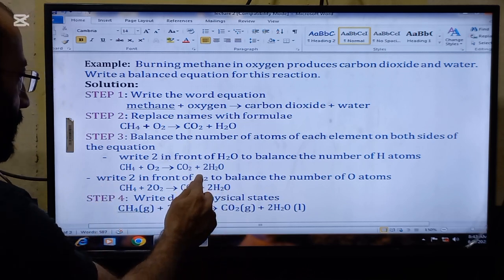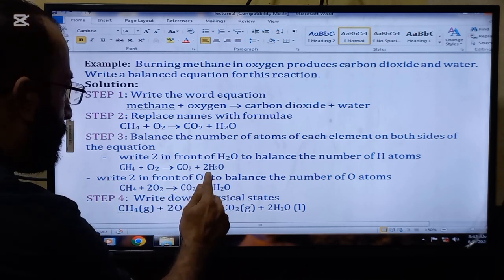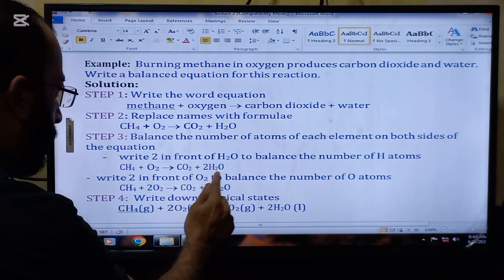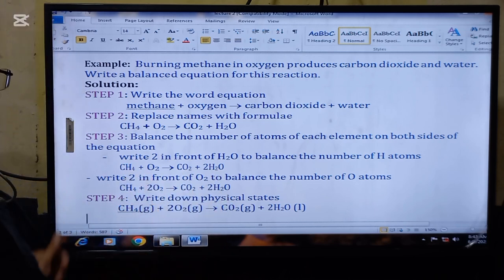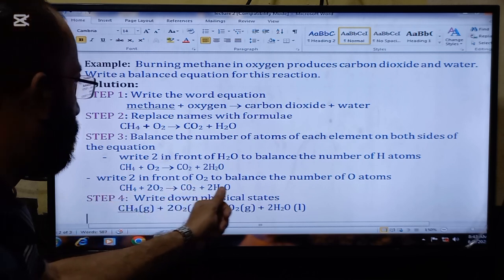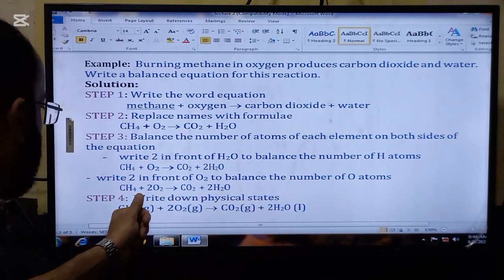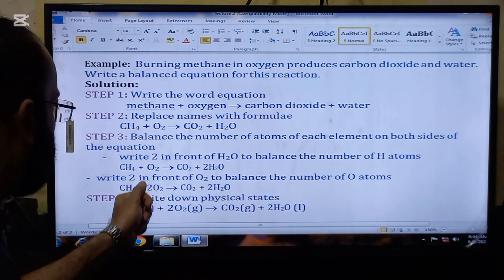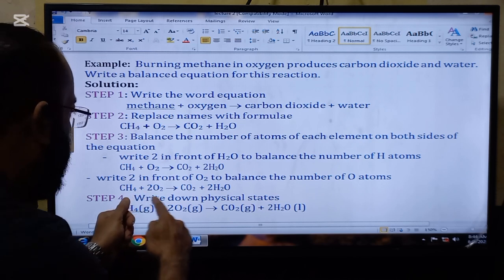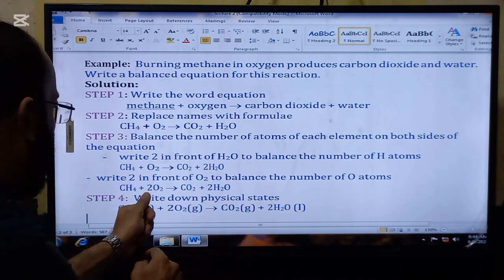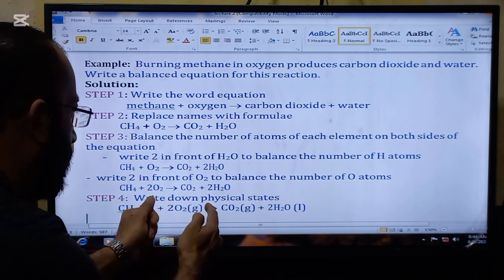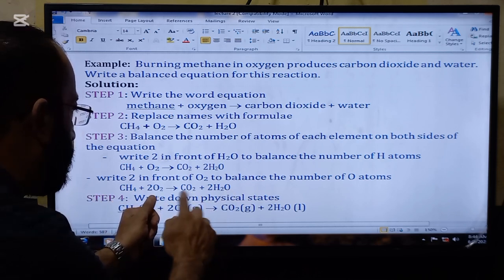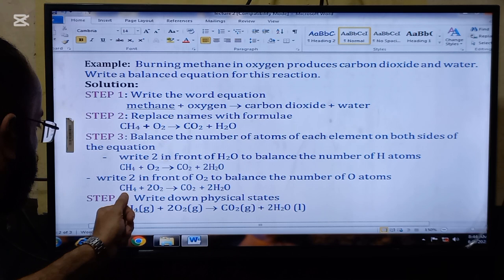But because of this, on the right hand side we have now 2 plus 2, 4 O, and on the left hand side we have 2 O. So write 2 in front of the O2 to balance the number of the oxygen atoms. So look now, we have written 2 in front of O2. At this step you can see oxygen atoms are 4 atoms on the left hand side, and on the right hand side we have 2 plus 2, 4 atoms, so oxygen atoms are balanced.